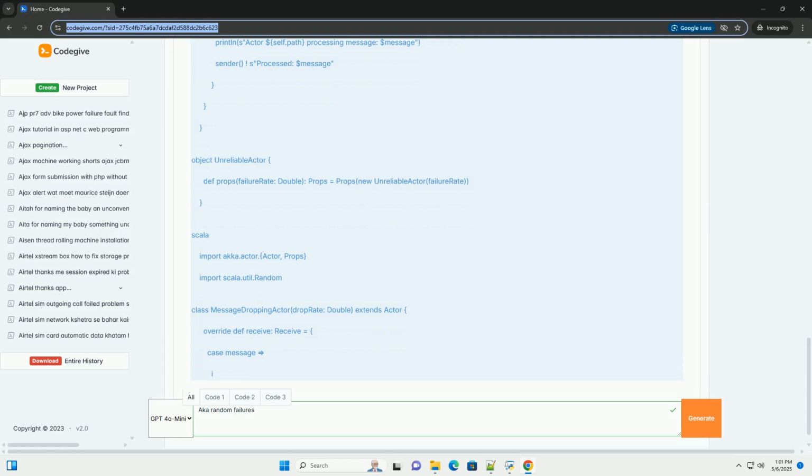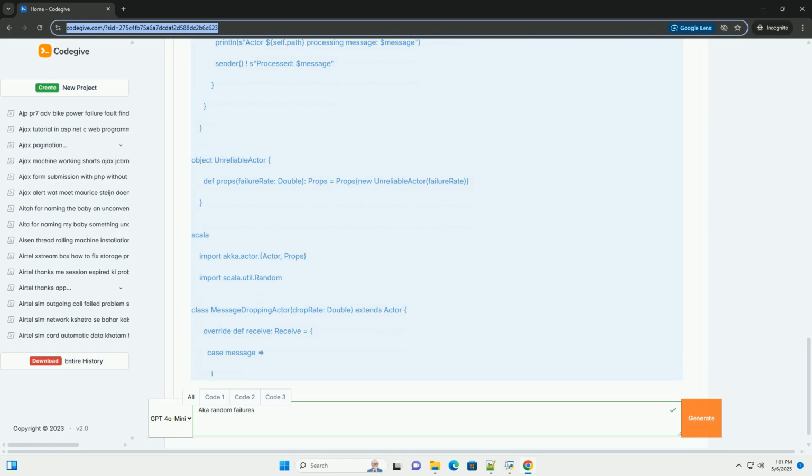3. Implementing failure simulation with Akka TestKit and ScalaTest. To verify your fault tolerance mechanisms, you'll want to use Akka TestKit and a testing framework like ScalaTest to write integration tests that simulate failures and assert expected behavior. Here's a basic example of how to use TestKit with ScalaTest to test the unreliable actor from earlier.